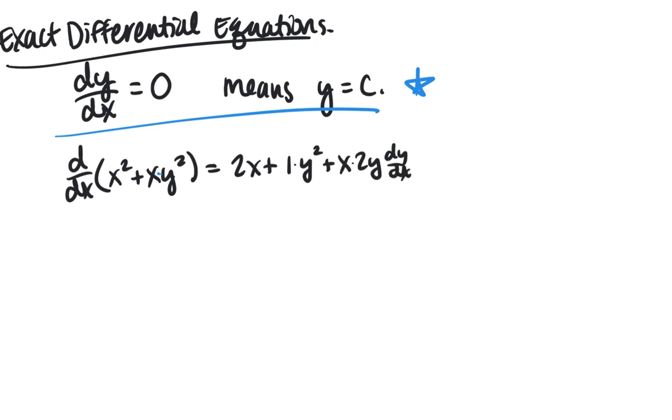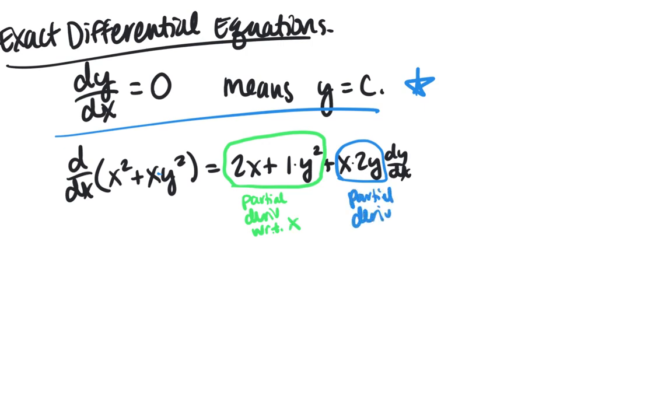Okay, and one thing you might notice is that I have this part that doesn't have a dy/dx, and then this part that is multiplied by dy/dx. And you might notice, if you're a careful observer, that this first part is actually the partial derivative of the function with respect to x, and this here is the partial derivative with respect to y. Okay, and so that's what we're looking for here.